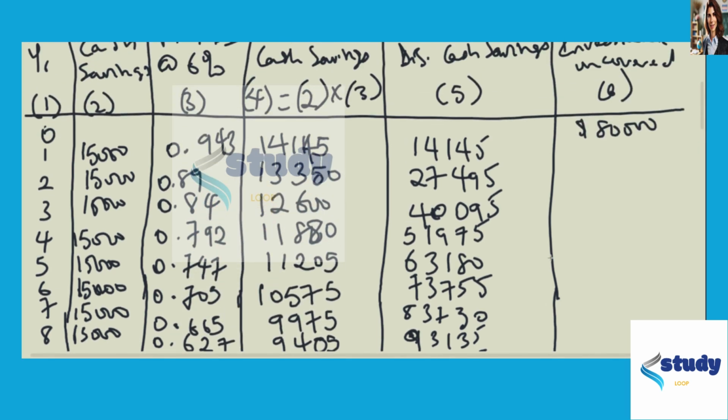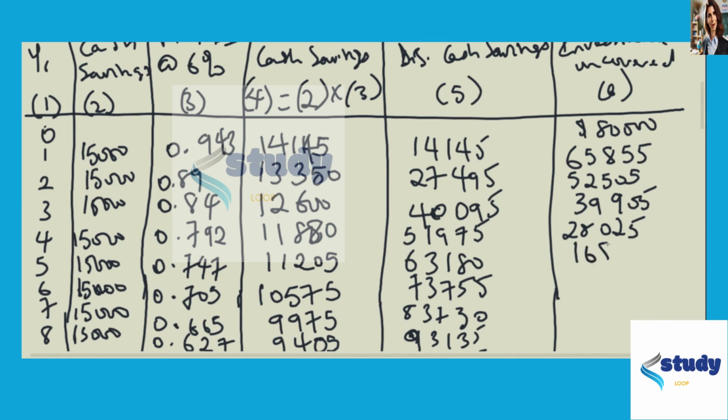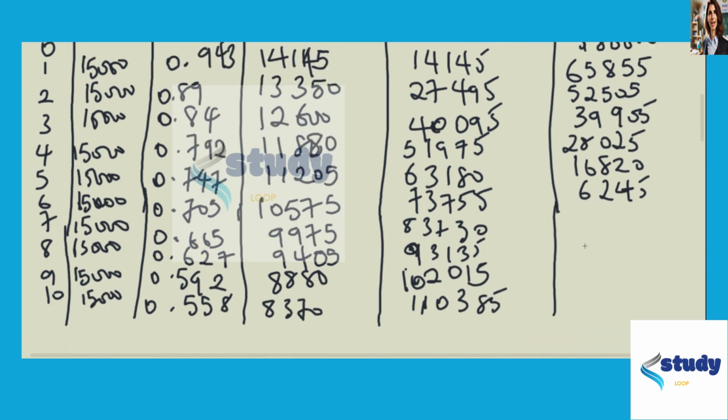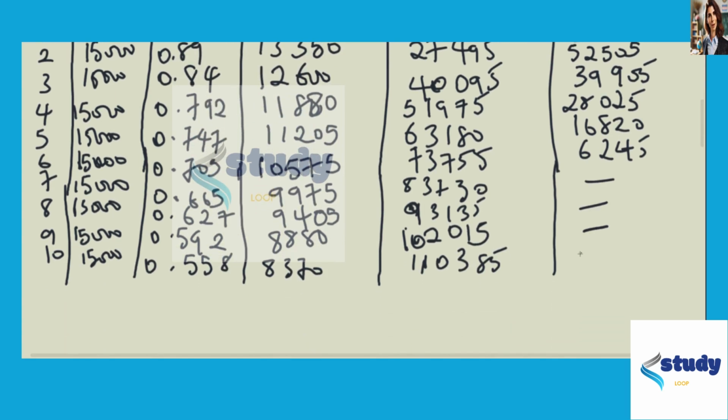110,385. Now for the next initial investment at the end of the year, this will be 65,855. This is 52,505. This is 39,905. This is 28,025. This is 16,820. This is 6,245. And the rest is zeros.